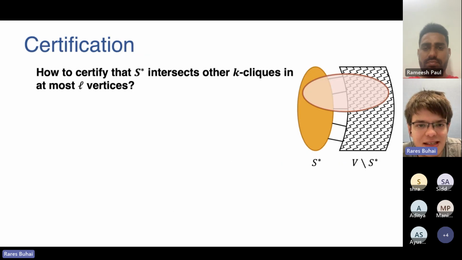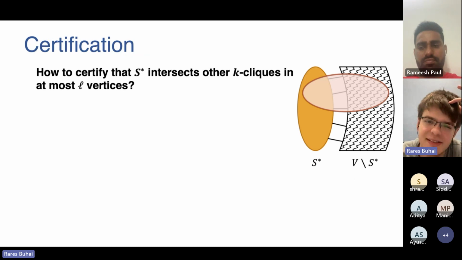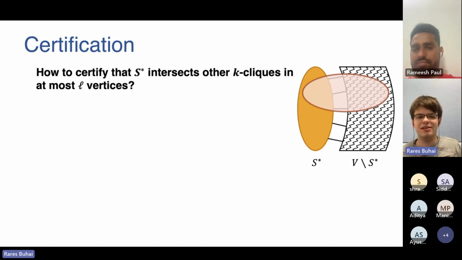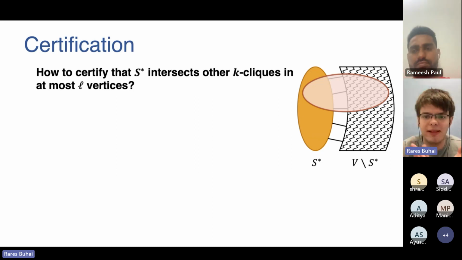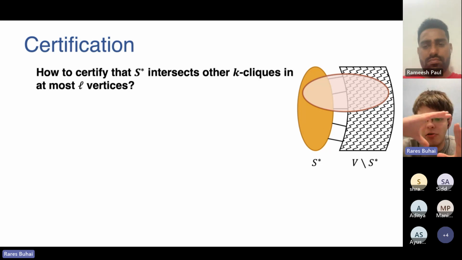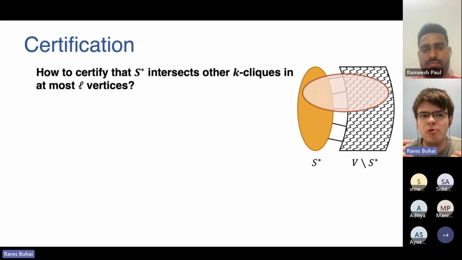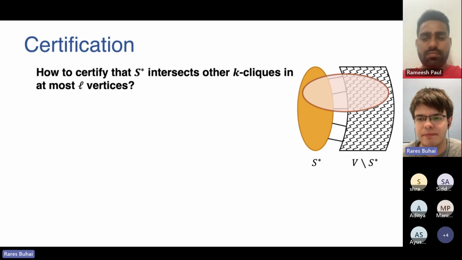So then the question is, how do you certify this thing? How do you certify that the true planted clique intersects all the other K cliques in at most L vertices? First, let me say what this certification means. For the certification, you can assume that you know what S star is. In this setting, we know what S star is, and we just need a way to prove to someone efficiently, based on explicit properties of the graph, that S star really intersects every other K clique in at most L vertices.